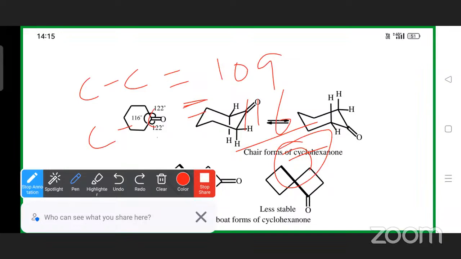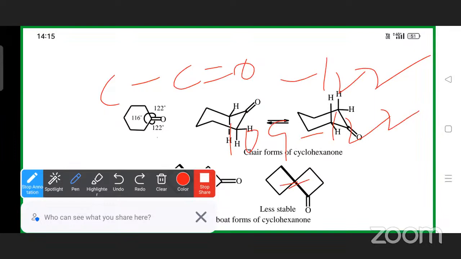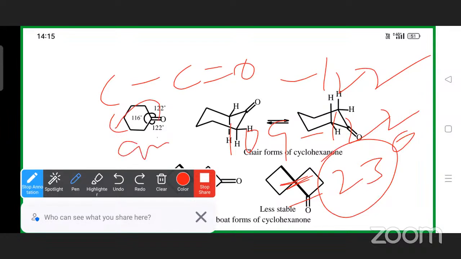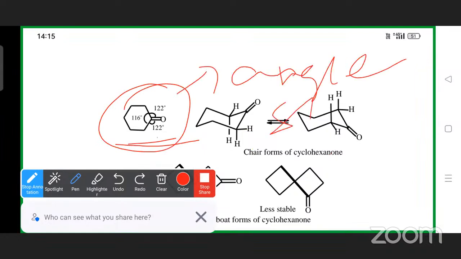But for the carbon and C double bond, this is 122. So 122 minus 109, there is more deviation. You can see there is a 23 degrees deviation. That's why it suffers from angle strain. In the planar structure, this much angle deviation is there, and it suffers from angle strain here.